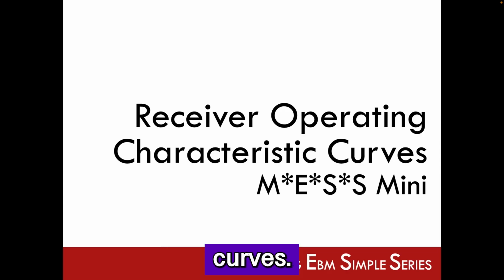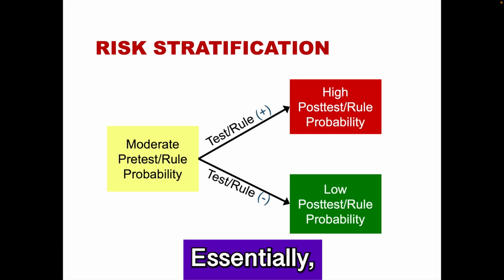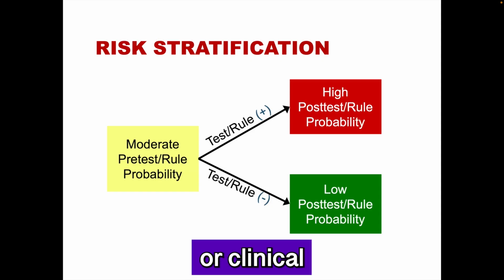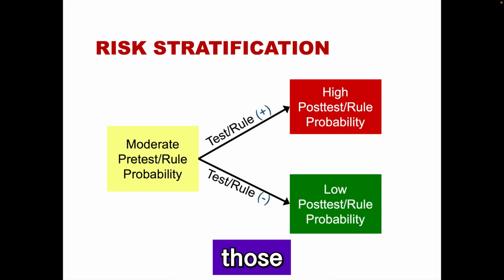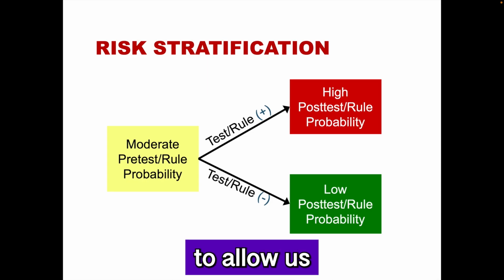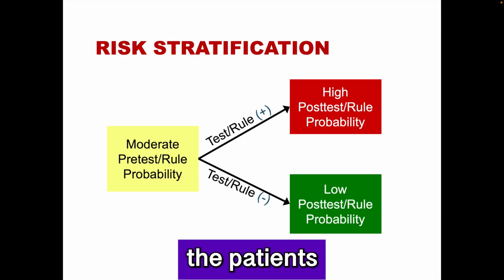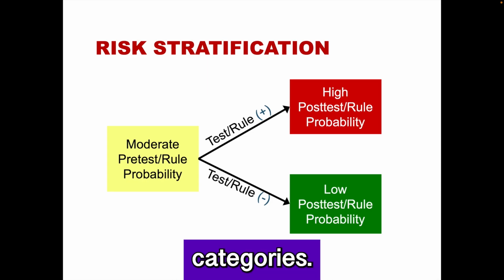operating characteristic curves. Essentially, we use diagnostic tests or clinical decision rules that have a dichotomous result, for example, those with a positive and negative result, to allow us to stratify the patients into high and low risk categories.